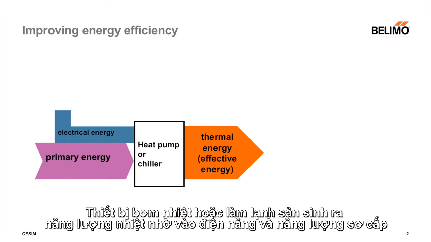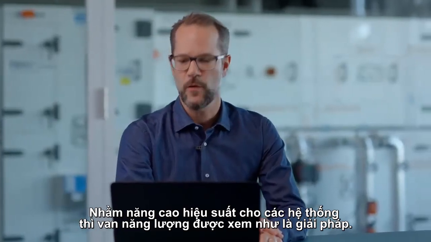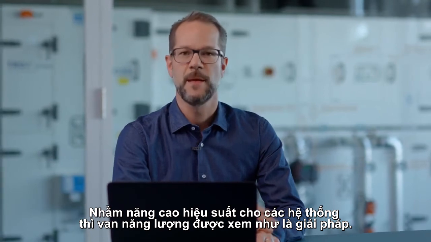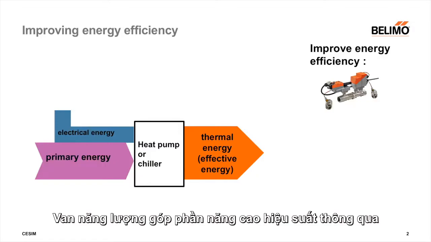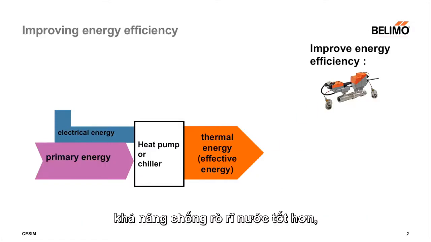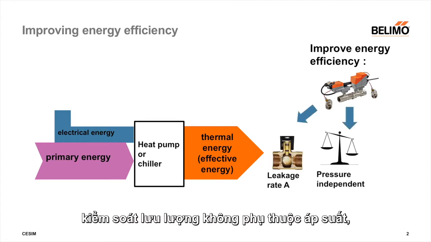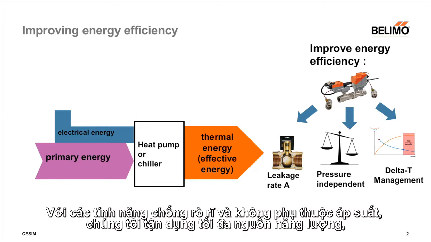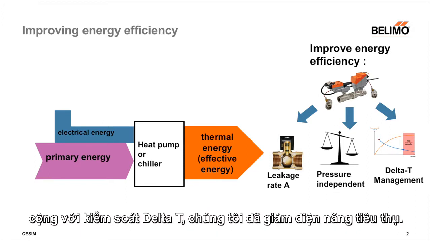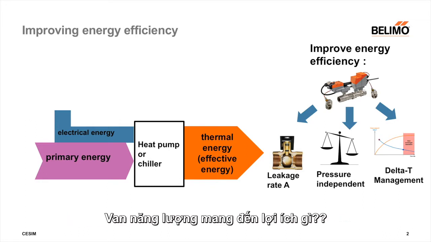The heat pump or chiller produces thermal energy with the help of electrical energy and primary energy. Here in this system, in order to improve energy efficiency, the energy valve can be installed. The valve contributes to this improvement through a better leakage rate, pressure-independent flow control, and delta T management. With the leakage rate and PI function, we reduce the share of thermal energy, and with the delta T management, we reduce the electrical energy.